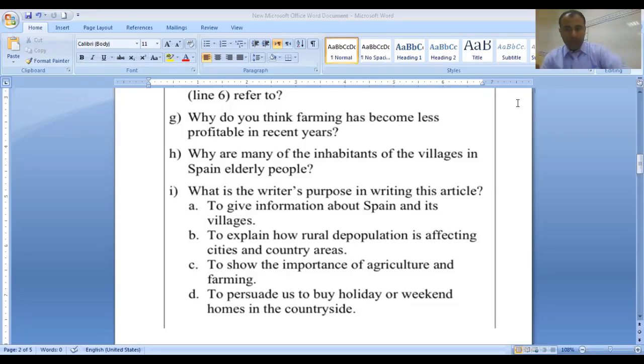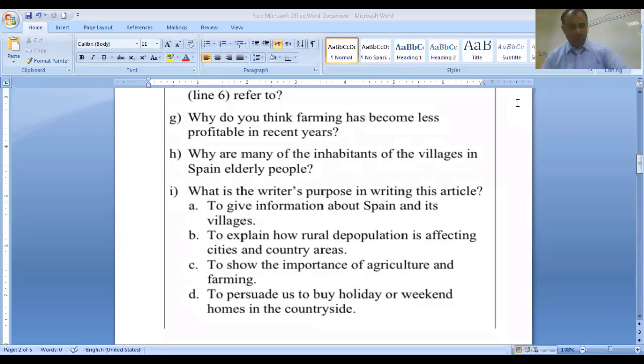Okay, I will give you the answer and check with yourself. If we think of the inhabitants, they are older people and young people. Young people are moving to the city. They leave the village and go to the city. So the inhabitants of the villages are, most of them, elder people.